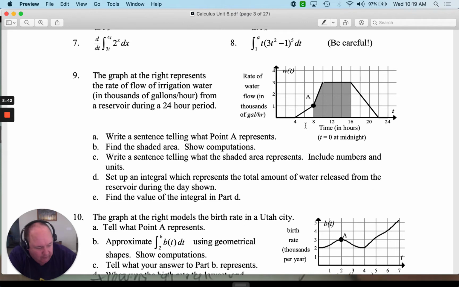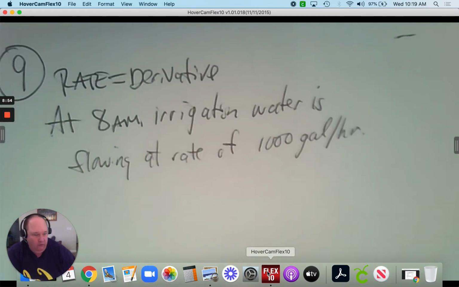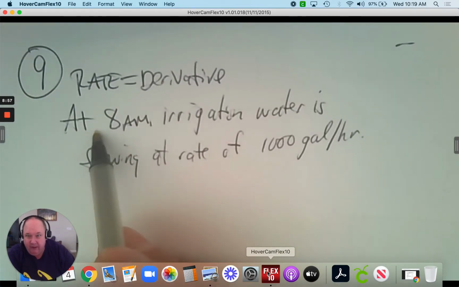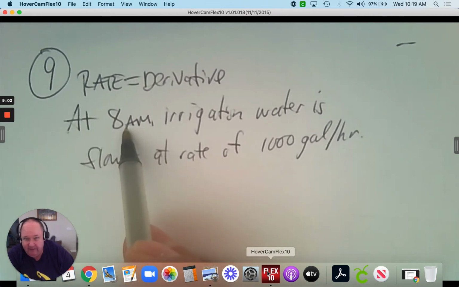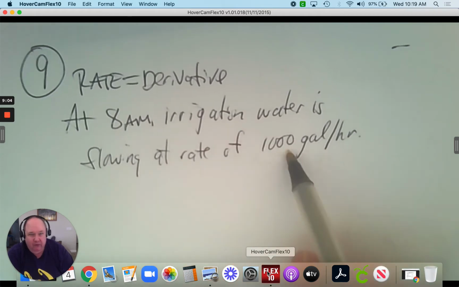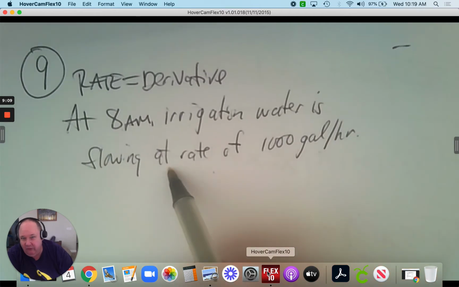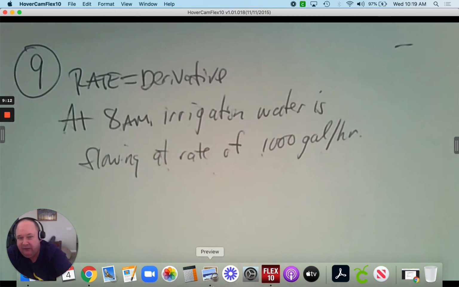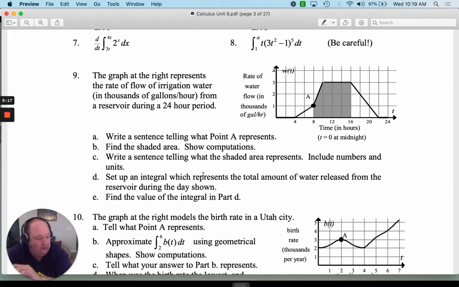It's just a matter of whether you can interpret the graph that's in front of you. And again, it can be simple if you want it to be simple. So here's my sentence again. So interpret point A. So I have to mention both axes. So the x-axis is time. So at what time? And then the other axis represents the rate. And what's the story about? So at 8 a.m., irrigation water is flowing at a rate of 1,000 gallons per hour. And you could say flowing from a reservoir.